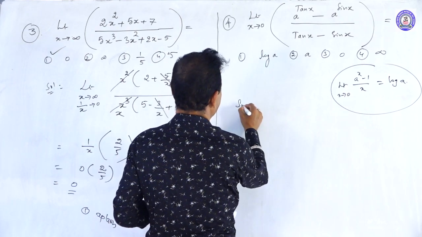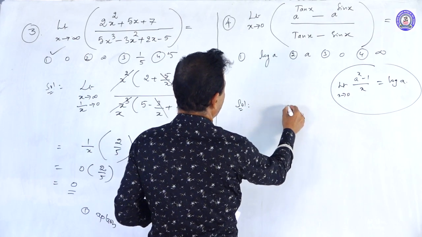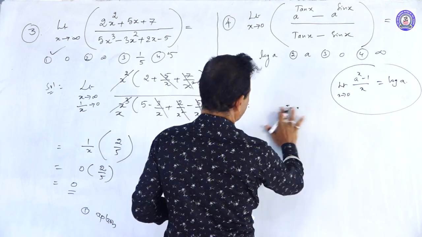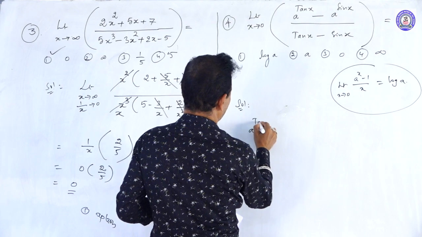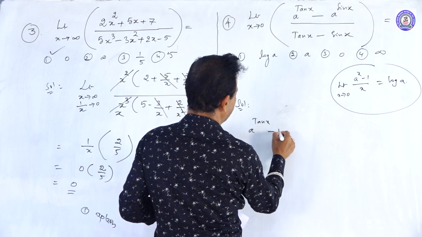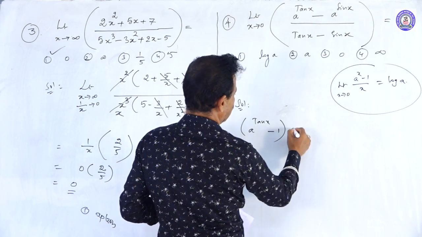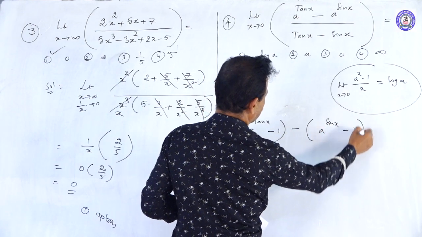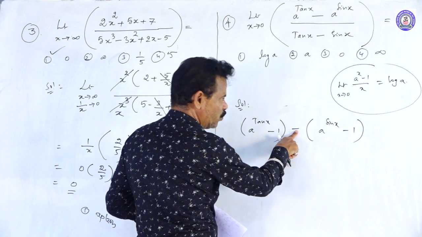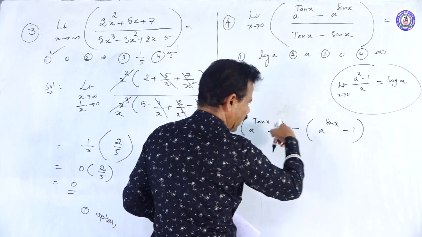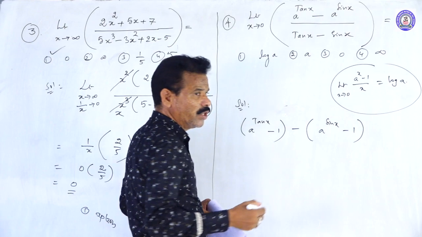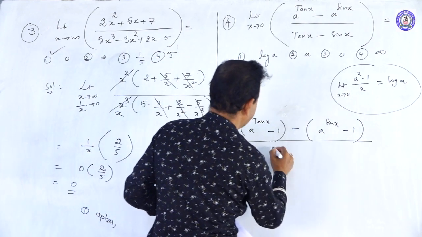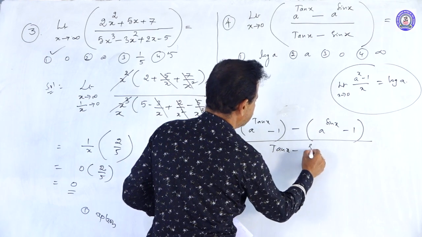So first we recognize this problem: a power of tan x as it is, put minus 1 here. Again, a power sin x, put minus 1. In between the minus, the minus 1 terms are both cancelled. Same as the numerator, divided by tan x minus sin x.